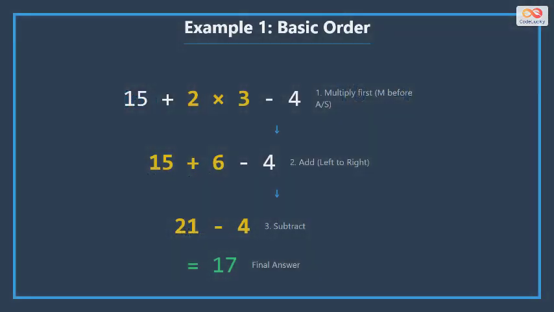Let's look at a basic example. 15 plus 2 times 3 minus 4. Multiplication is higher priority than addition or subtraction, so we do 2 times 3 first, which is 6. Now we have 15 plus 6 minus 4. Moving left to right, 15 plus 6 is 21. Finally, 21 minus 4 gives us 17.